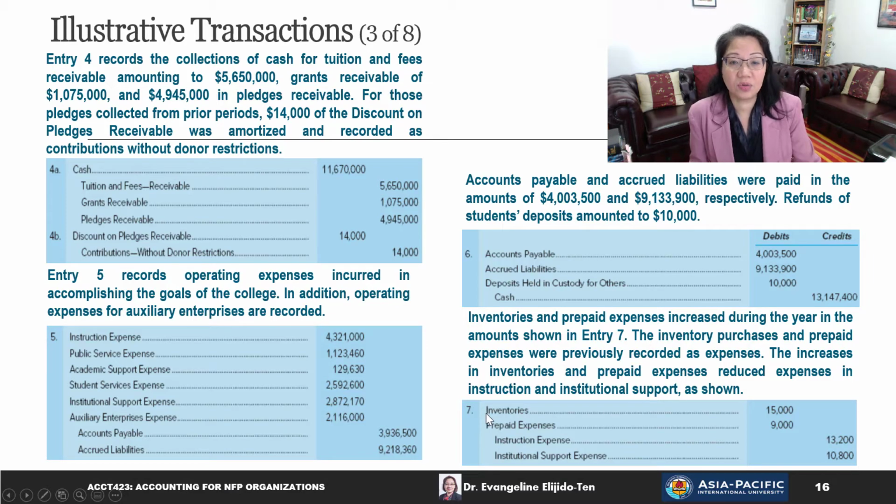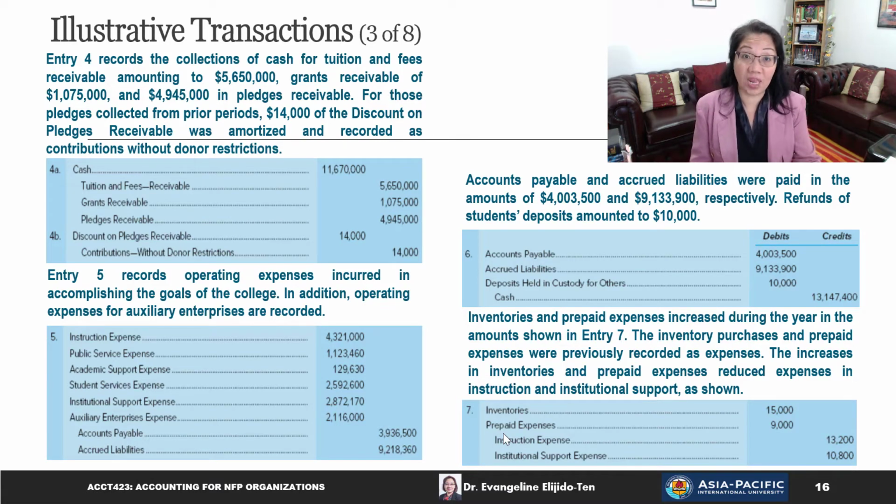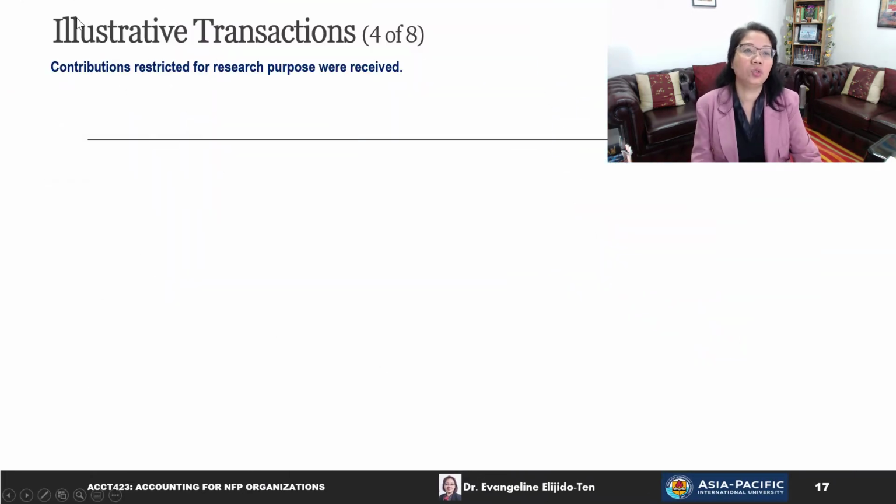to inventories and prepaid expenses, thereby recognizing short-term assets in the form of inventories and prepaid expenses. Because as is stated here, when we purchase the inventory, we recorded them as expense. And so now we are reducing the expense accounts. All right. Let's move on to the contributions restricted for research purposes received.